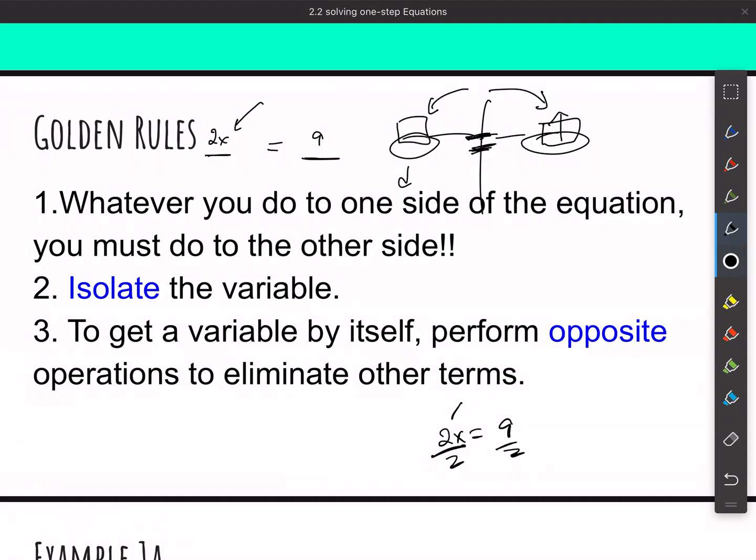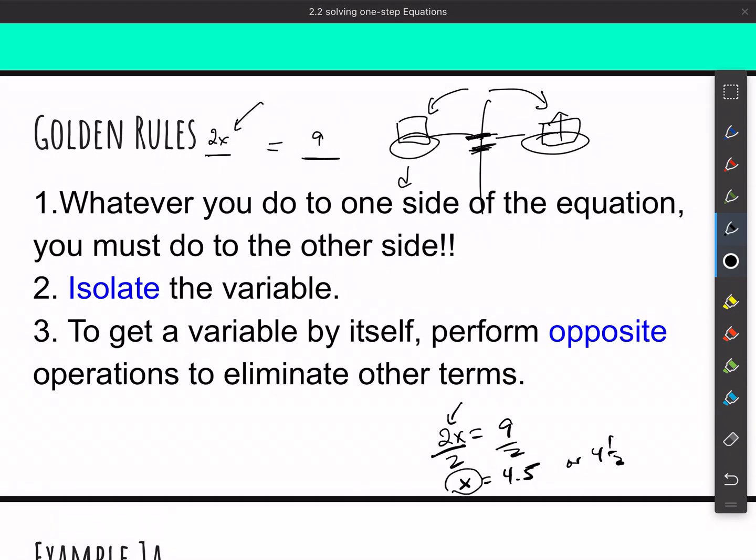Because what was happening between the 2 and the x was multiplication. So to undo that, I can divide. But whatever I do to one side, I have to do to the other side, right? So if I do that, I get x is equal to 9 halves, which is 4.5. So whatever you do to one side of an equation, you must do to the other side. The second golden rule is we're always trying to isolate the variable.